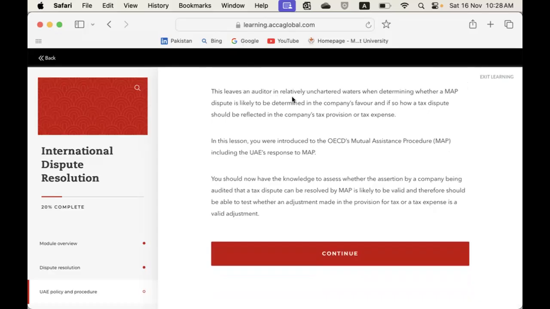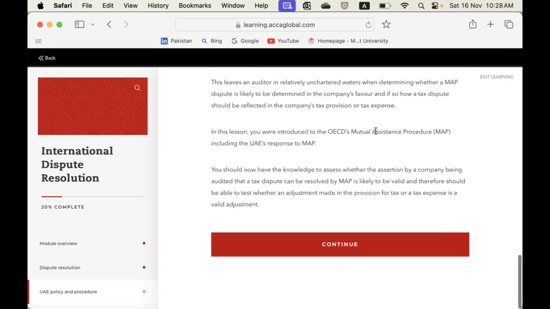This leaves an auditor in relatively uncharted waters when determining whether a MAP dispute is likely to be determined in the company's favor, and if so, how a tax dispute should be reflected in the company's tax provisions or tax expense. But please remember that this type of situation, a tax dispute, will arise only in case of those companies which have cross-border presence.